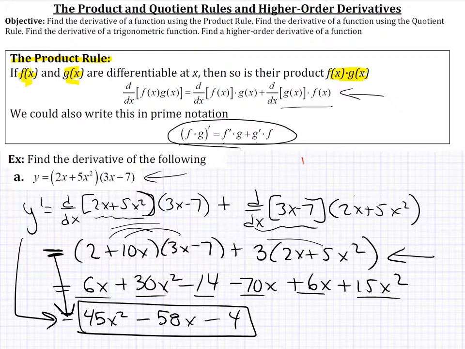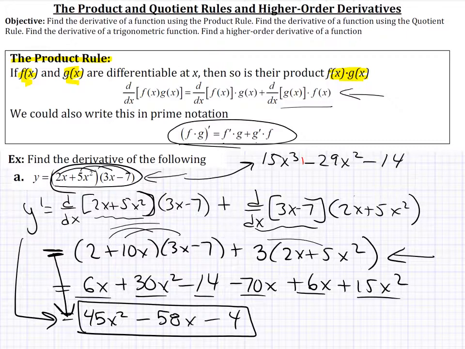What we could have done is from the beginning, we could have just multiplied this out first before we took the derivative, in which case we would have gotten, I don't know, what would this be, 15x cubed. We would have gotten negative 35x squared plus 6x squared, so it would be negative 29x squared. And we would have gotten negative 14x. Is that right? Negative 14x, yes. This would be a 14 down here. That's the original polynomial just multiplied out.